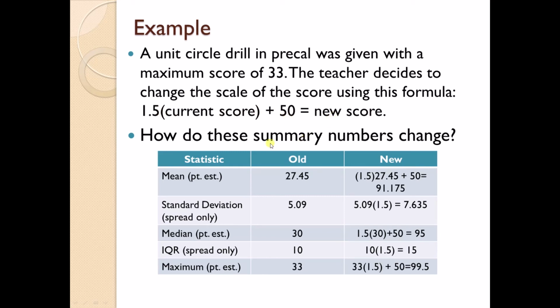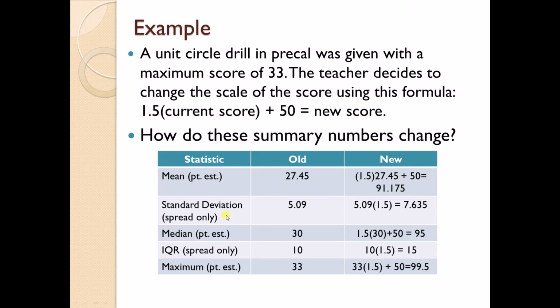So how are these summary numbers changed? Your mean is a point estimate. It's going to change from both the rescaling and the shifting. It's going to be 1.5 times the original mean of 27.45, and then you add 50 and it'll change it more. So it changes from 27.45 to 91.175. So point estimates are affected both by shifting and rescaling.